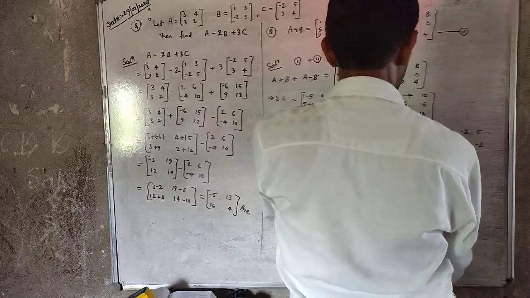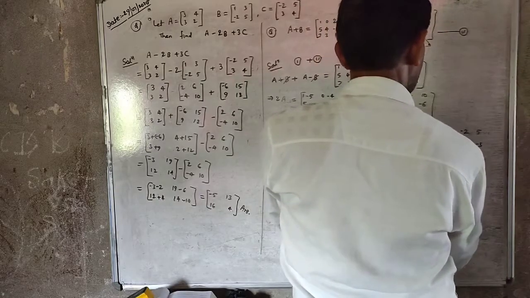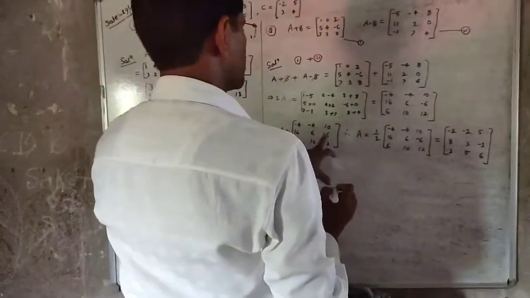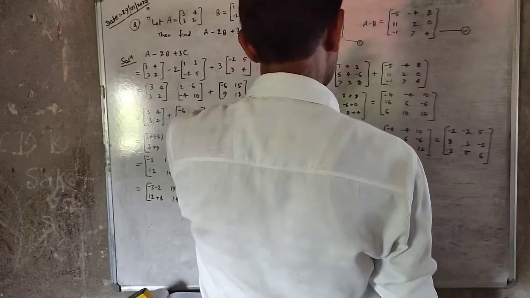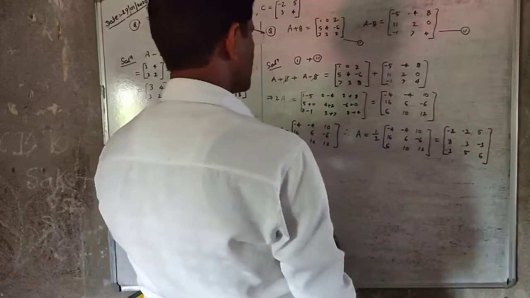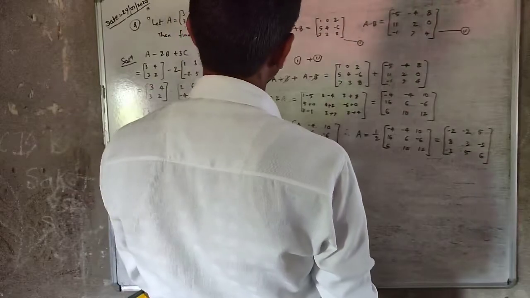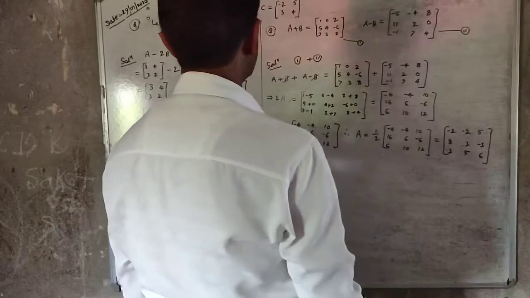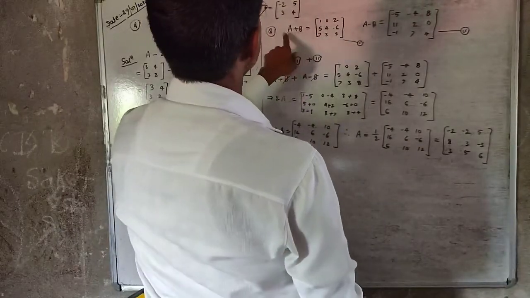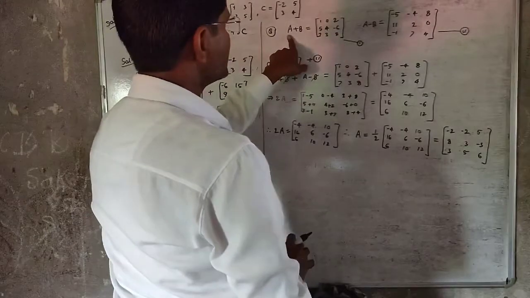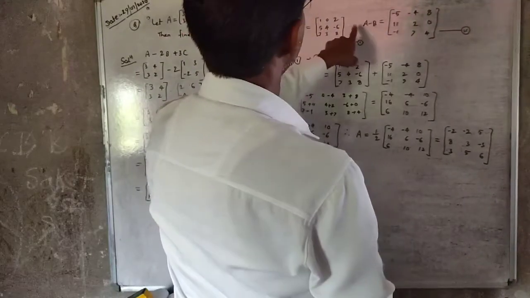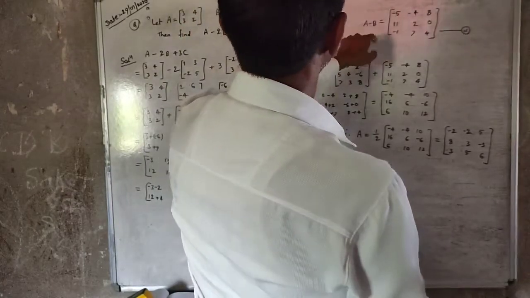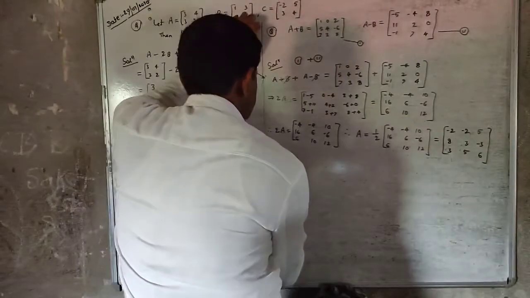For the third row: 6 by 2 is 3, 10 by 2 is 5, and 12 by 2 is 6. Now we have found the value of A. Now we are going to find the value of B. For finding the value of B, we have to subtract these relations. If the LHS is subtracted, then A plus B minus A plus B, so A will get cancelled and the value of B can be found.